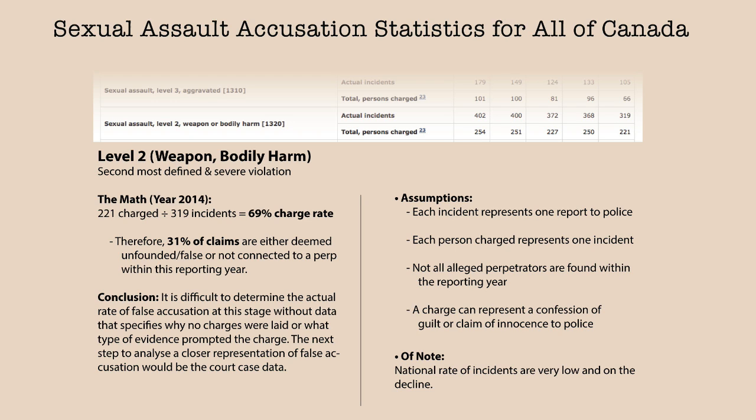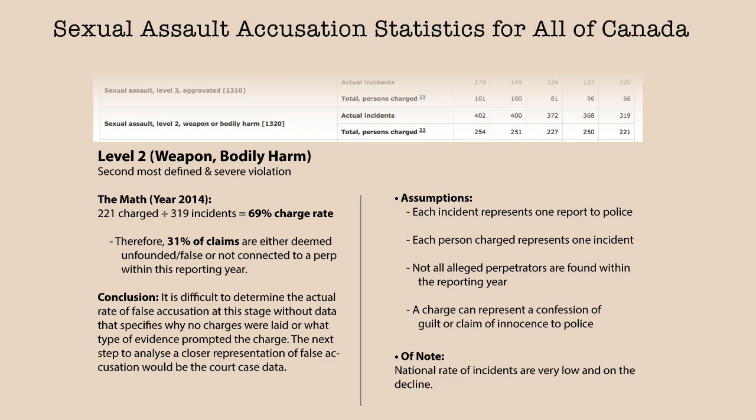Each incident represents one report to police. Each person charged represents one incident. Not all alleged perpetrators are found within the reporting year, and a charge can represent a confession of guilt or claim of innocence to police. And of note, this national rate of incidents are very low and on the decline.